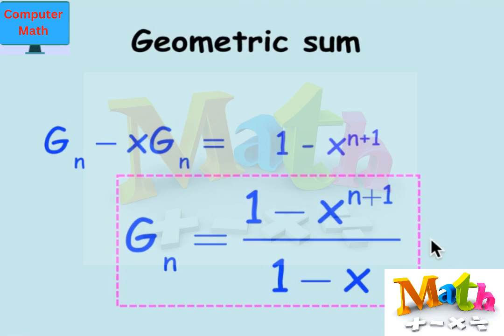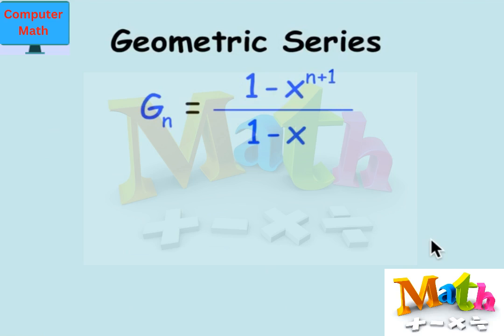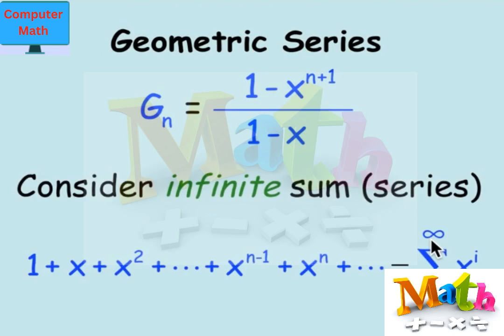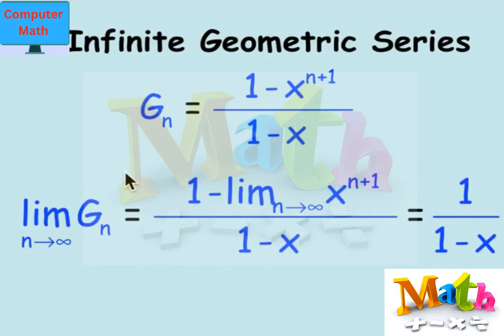Now, let's do this subtraction. But of course, I'm going to line the terms up so that they're easy to subtract. And now all the terms in the middle cancel, which is very cool, because we've just figured out that Gn minus xGn is 1 minus x to the n plus 1. So we have this nice, elegant formula. Now I can factor out Gn, and I get Gn times 1 minus x on the left. And the result is that Gn is 1 minus x to the n plus 1 over 1 minus x.